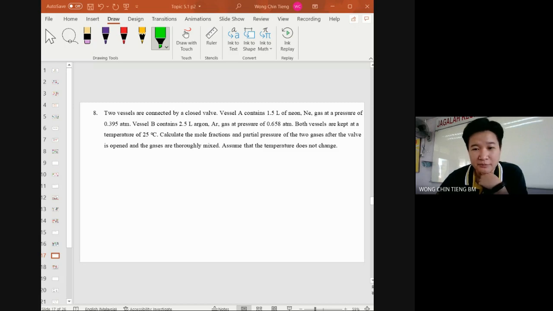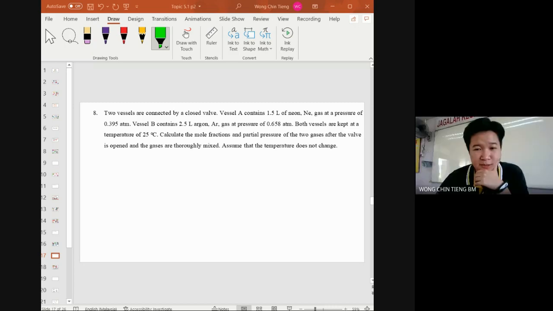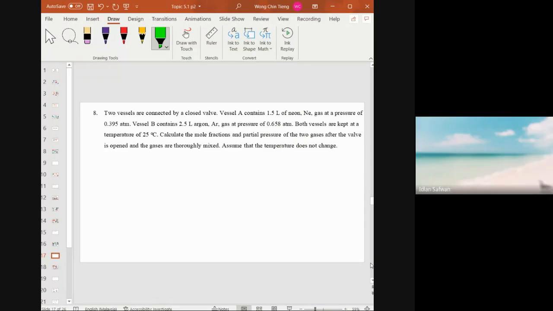Kenapa P total dua-dua boleh berbeza? Bukan dua-dua sekarang duduk dalam kontainer yang sama ke? Kenapa P total salah? Kenapa P total berbeza? Kan, Safan? Cuba tengok P total yang kamu kira kat bawah tu, dua-dua bila kamu bahagi, kenapa kamu bahagi dengan P total yang berbeza? Fikir balik P total itu apa?